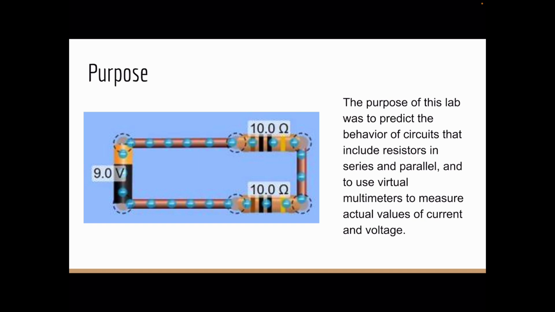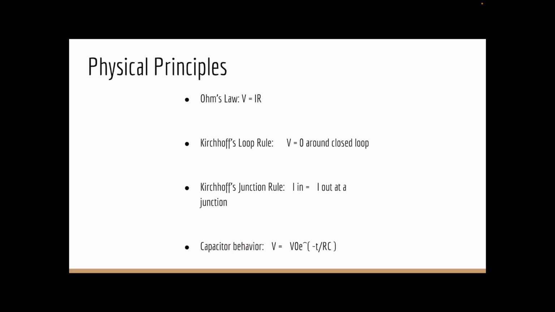We also examined the behavior of ohmic resistors and capacitors and applied conservation laws, specifically charge conservation and energy conservation, to analyze these circuits. Throughout the experiment, we relied on several key physics concepts. First, Ohm's law, which states that voltage equals current times resistance. Second, Kirchhoff's loop rule, which tells us that the sum of the voltage changes around any closed loop is zero. Third, Kirchhoff's junction rule, which states that the total current entering a junction must equal the total current leaving. Finally, we use the exponential decay equation for a discharging capacitor.